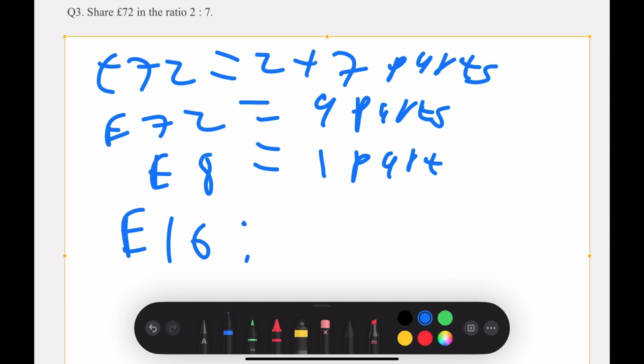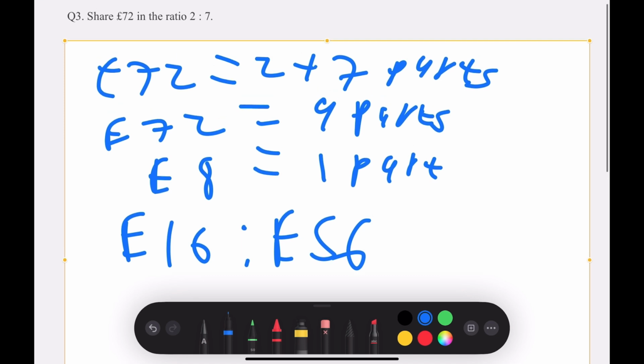to £56. So what you would do is you multiply, so we know that 1 part is equal to £8, so we'd multiply the 2 parts by £8 to get £16 and multiply the 7 parts by £8 to get £56. So the final answer is £16 to £56.